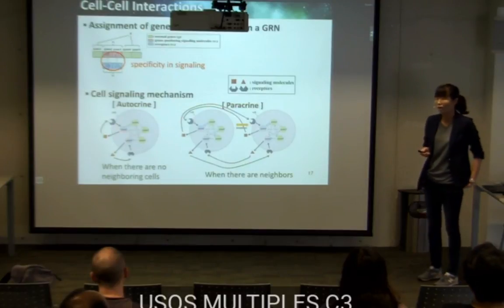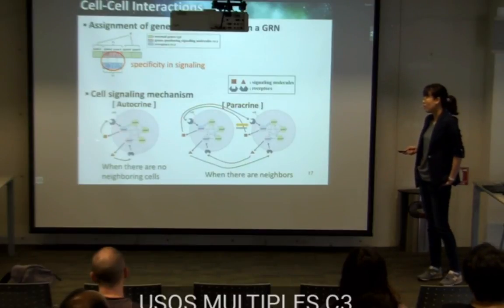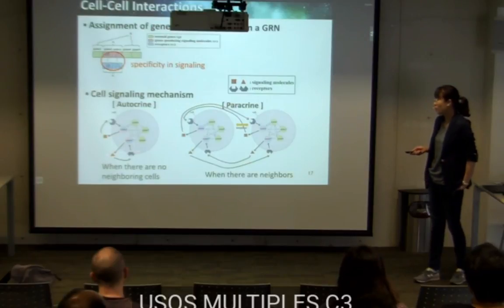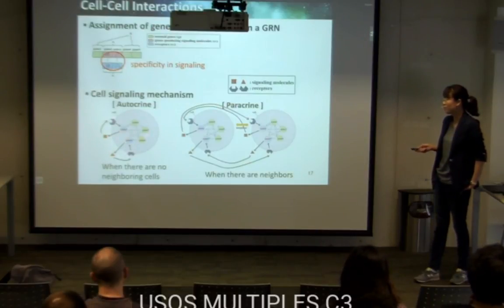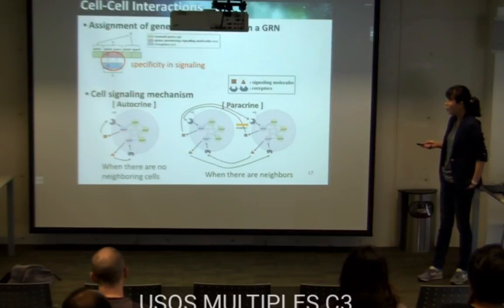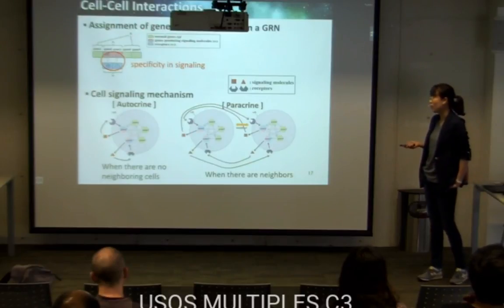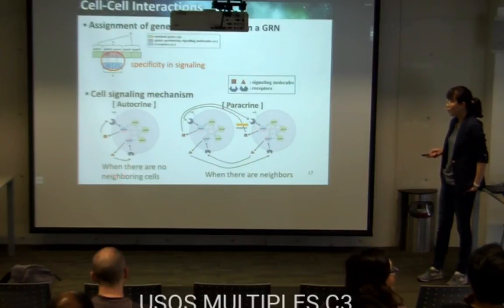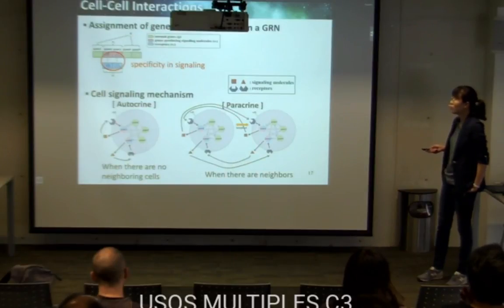Autocrine is cell signaling where the receptors are influenced by signaling molecules the cell itself produces. Paracrine is cell signaling where the receptors are influenced by the signaling molecules neighboring cells produce. When there are no neighboring cells, autocrine is used. And when there are neighbors, paracrine is used in our model.